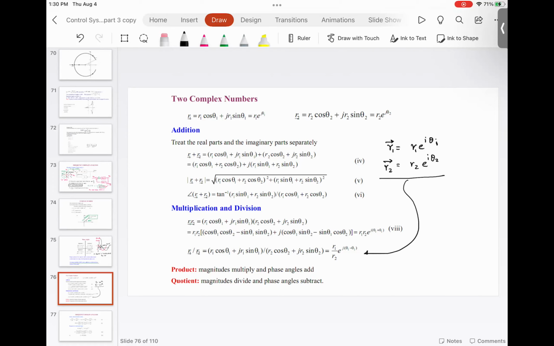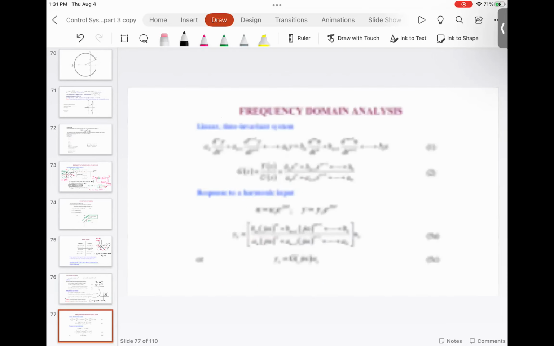And probably all of you are aware of Euler's identity. R1 e to the I theta is equal to R1 cosine theta plus I sine theta. So this will become like this. This is theta, this is R1. So if you have a complex number, you can represent that using Euler's identity as R1 e to the I theta 1, and then you can represent that on the complex plane. One thing to note, for products, magnitudes multiply and phase angles add. For quotients, magnitudes divide and phase angles subtract.